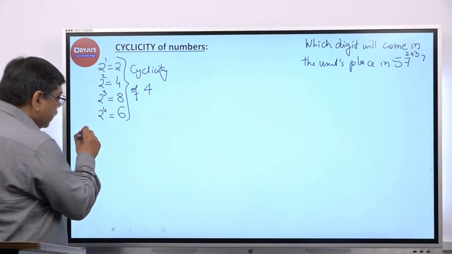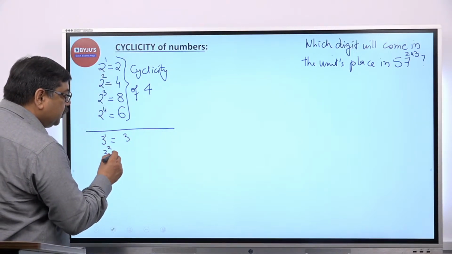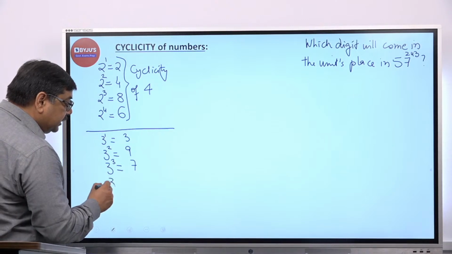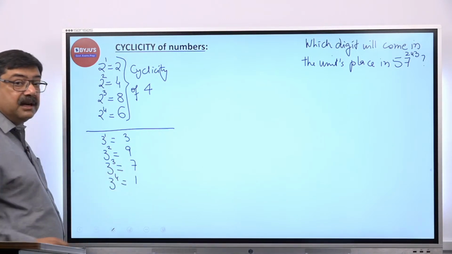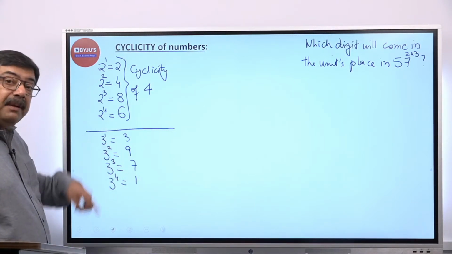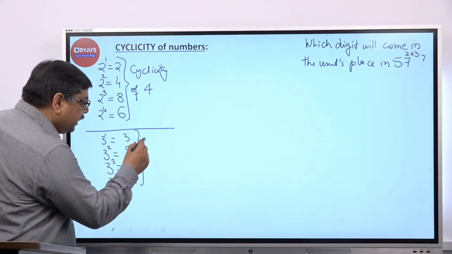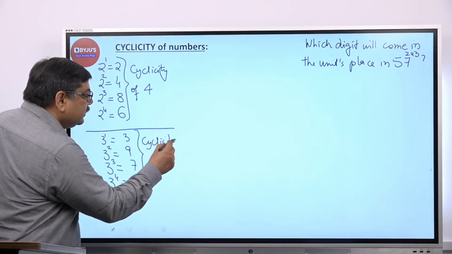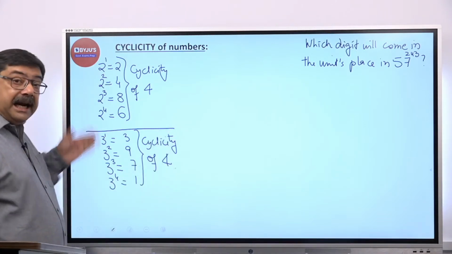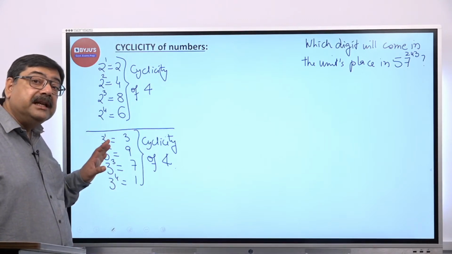Now next I am picking up 3. 3 power 1, 3. 3 power 2, 9. 3 power 3, 7. And 3 power 4, 7 3s are 21, I mean 3 power 4 is 81. Then again 3 power 5, 1 into 3 is going to be 3. So once again here we find out that 3 has a cyclicity of 4. So after every fourth power, the units digit will repeat.